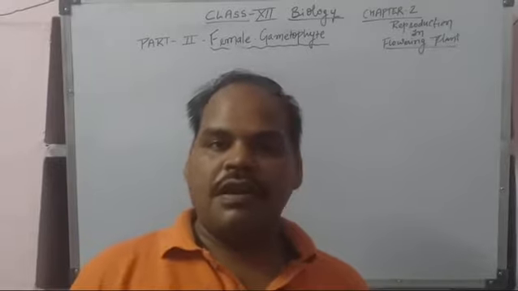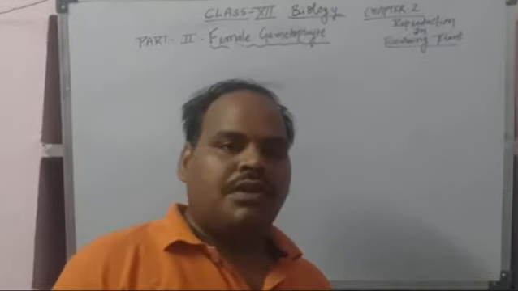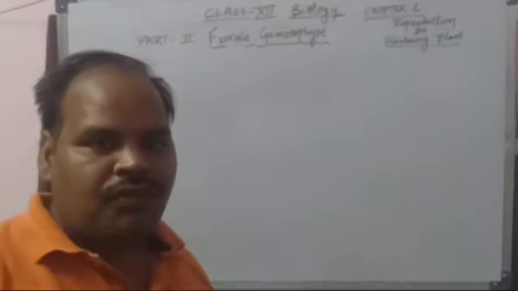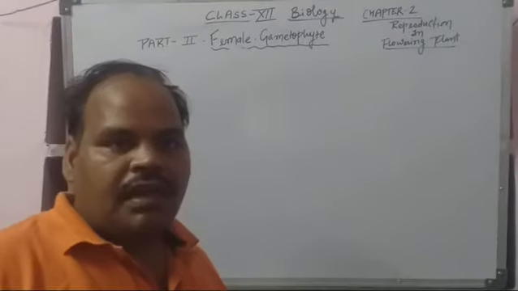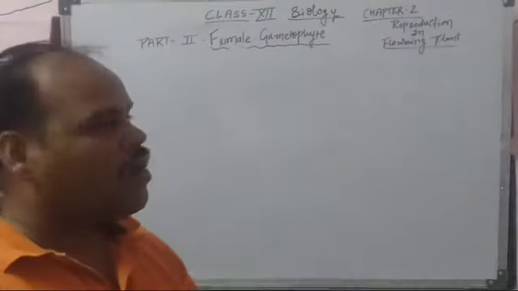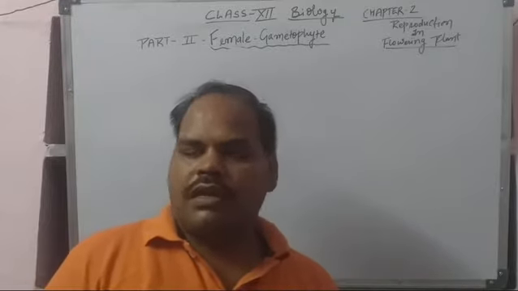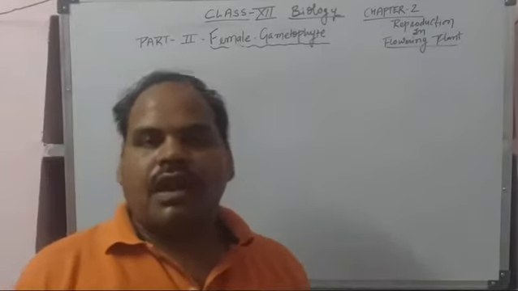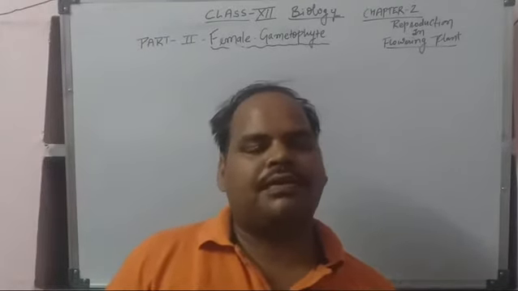We discussed the male gametophytes before this class. Now we are talking about the female gametophyte. This is the second part of chapter number 2, reproduction in flowering plants. The male gametophytes produce the pollen grains, which germinate after pollination, leading to the formation of the male gametes.